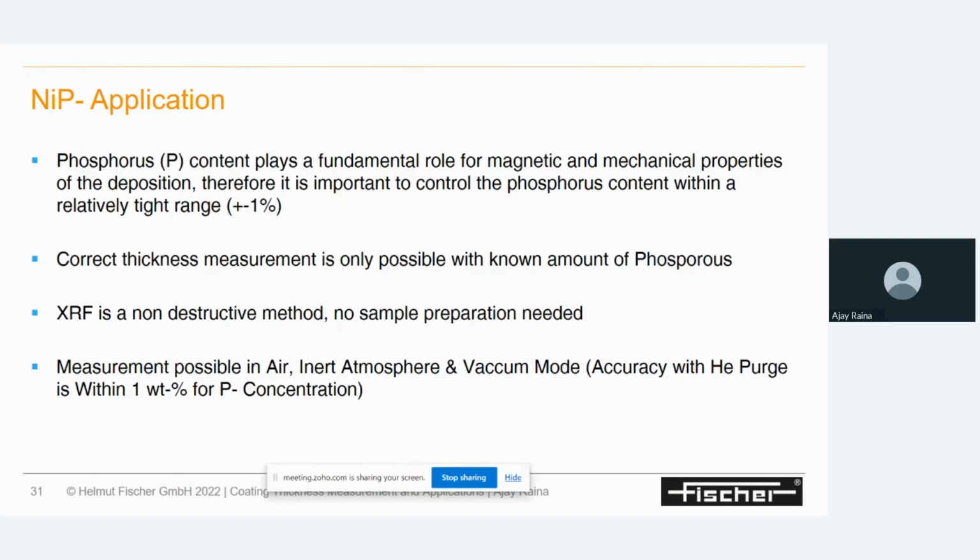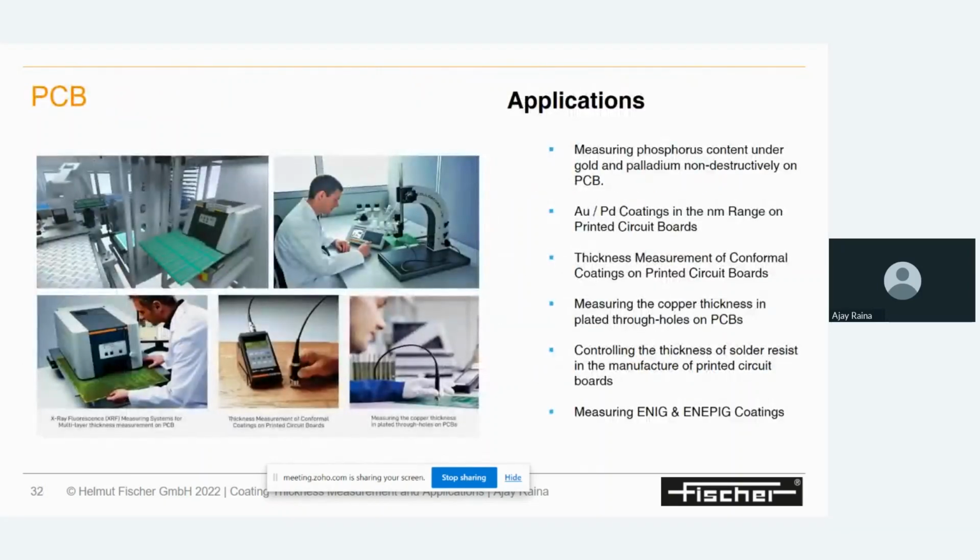In case you have interest in phosphorus concentrations, then the best recommendation is to go with an SDD type of instrument. And if you want to do the very low range, then we will recommend going with an instrument which has a vacuum option, or an inert atmosphere option where we can insert helium gas. For the PCB industry also, if you are measuring the phosphorus content under the gold or platinum non-destructively, we can use XRF instruments. Gold platinum coating in the nanometer range in printed circuit boards can be checked with XRF.